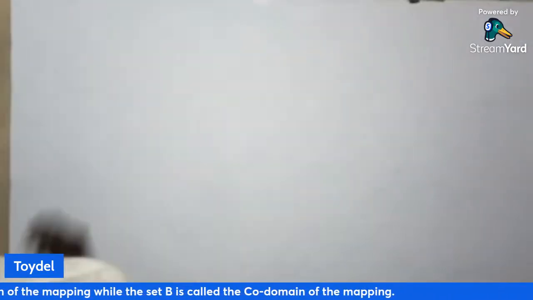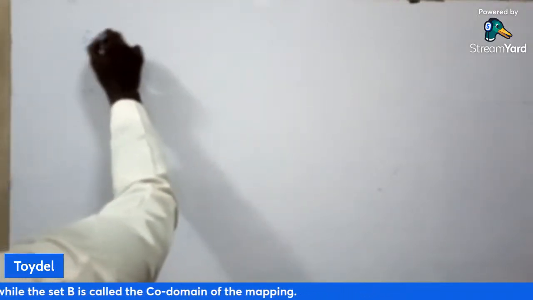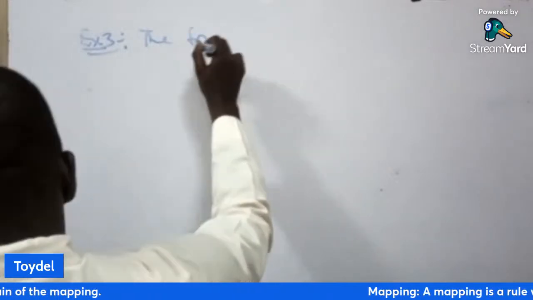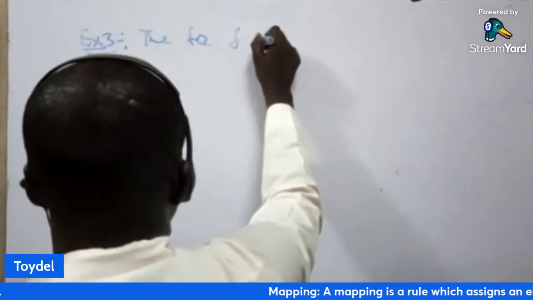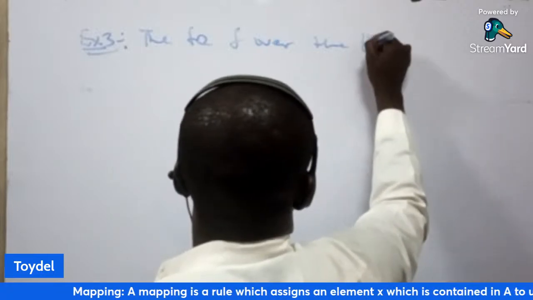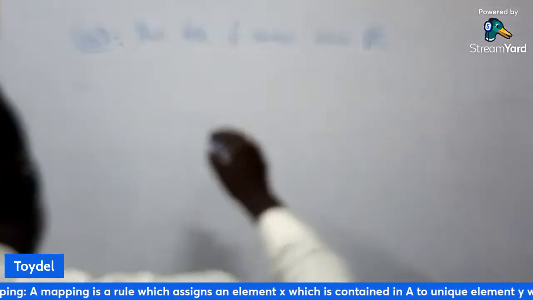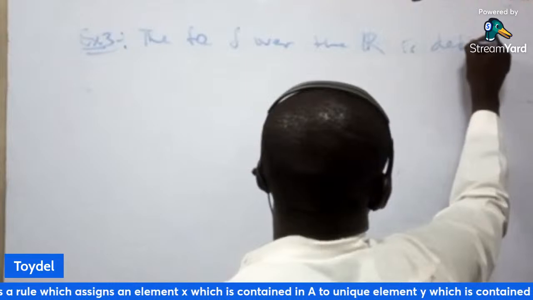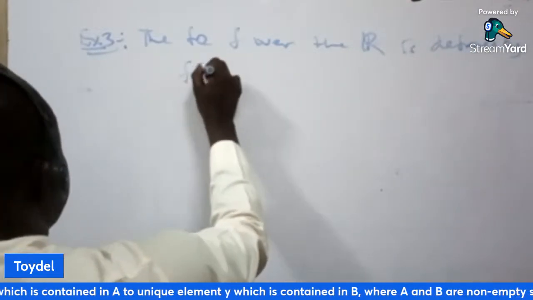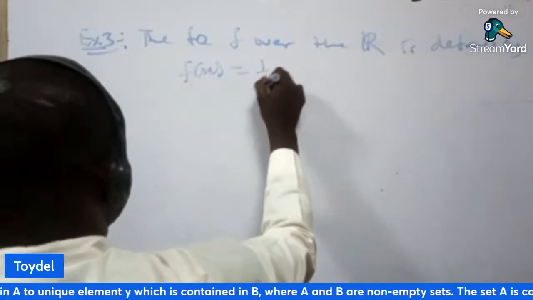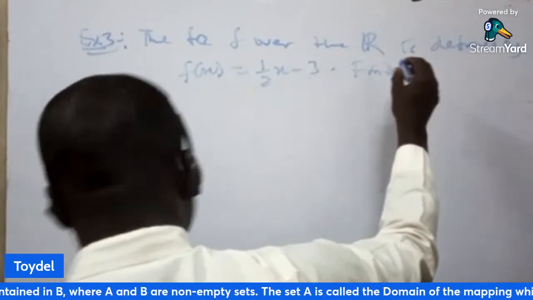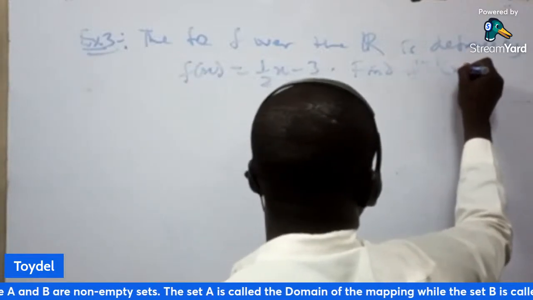So let's take an example to buttress our point. Example 3. The question says the function f over the set of real numbers, say set R, is defined by f of x is equal to 1 all over 2x minus 3. So the question now says find f inverse of x.